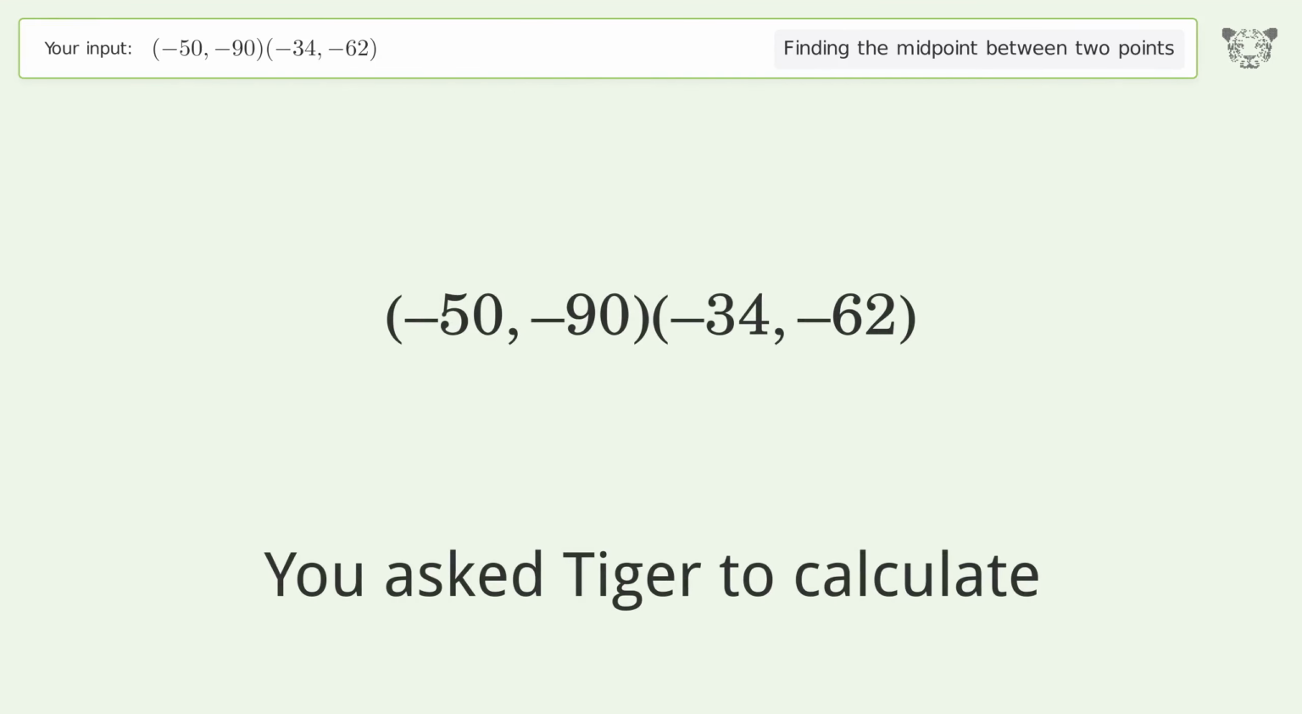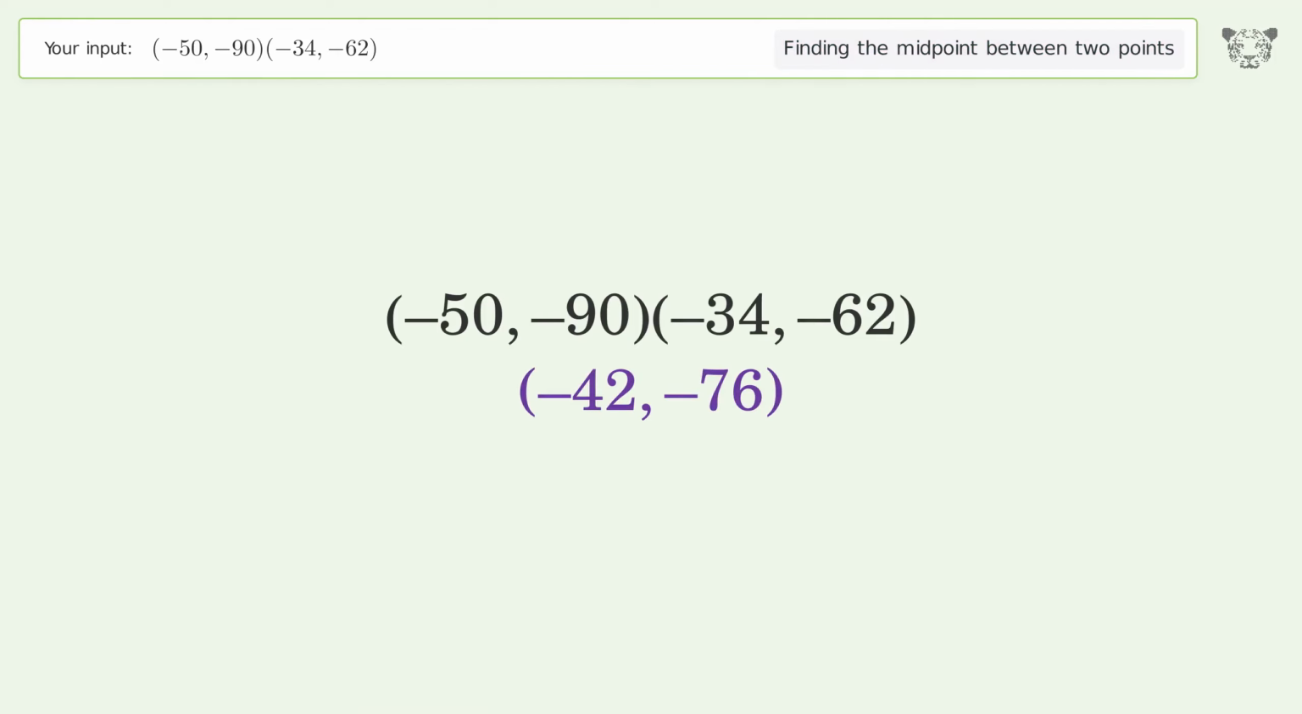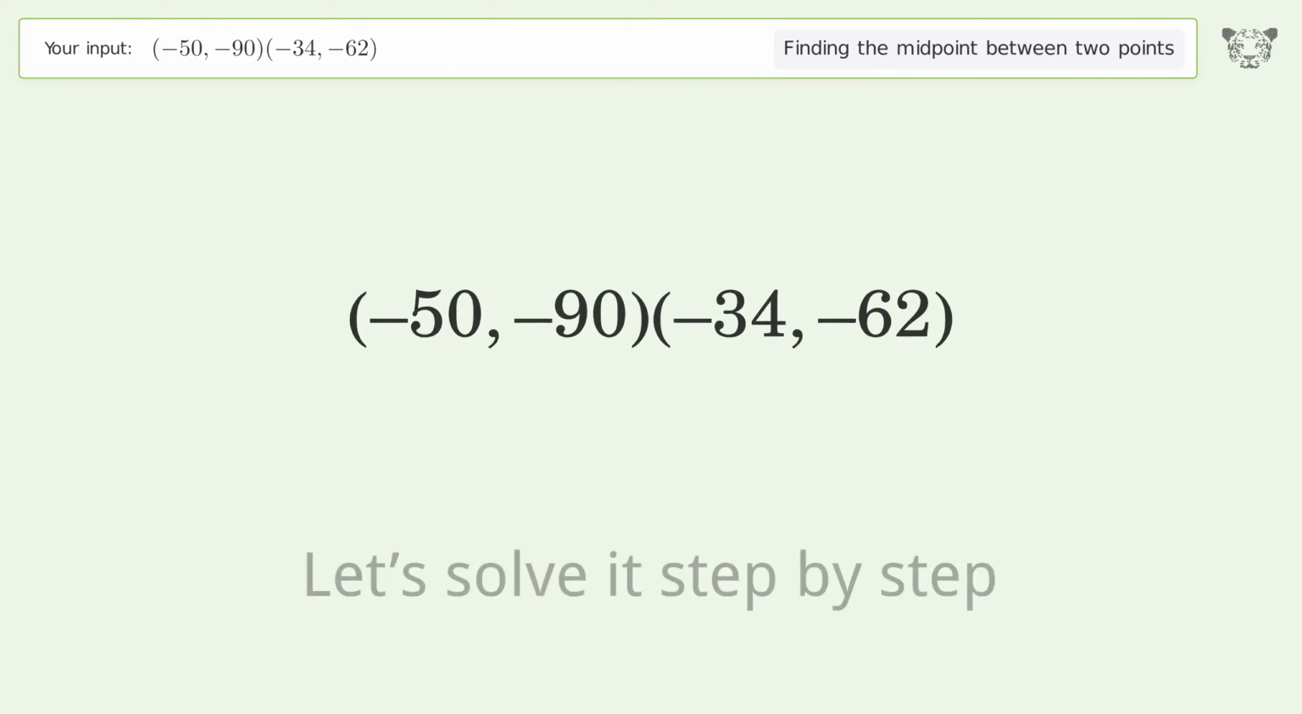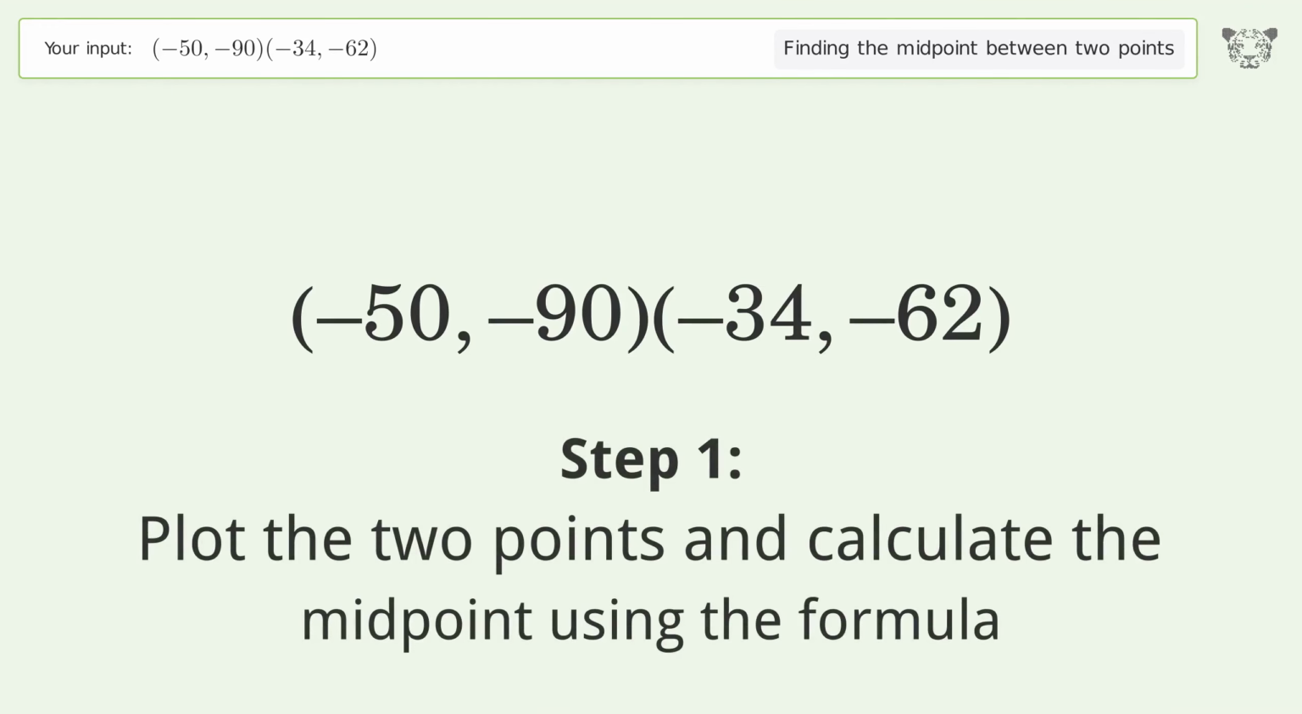You ask Tiger to calculate. This deals with finding the midpoint between 2 points. The midpoint between the 2 points is -42, -76. Let's solve it step by step. Plot the 2 points and calculate the midpoint using the formula.